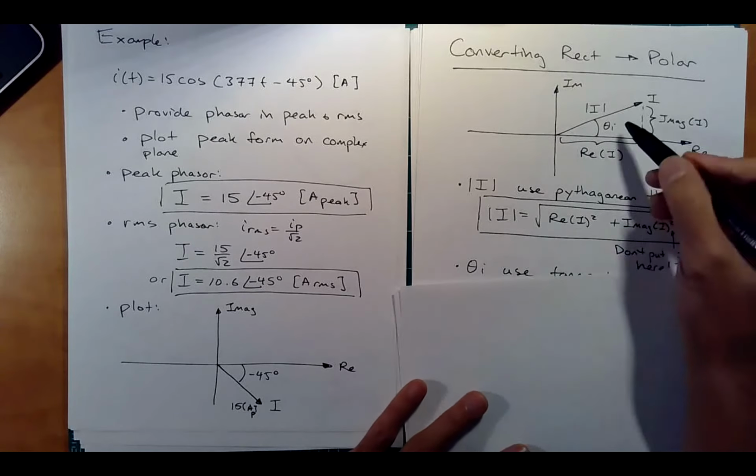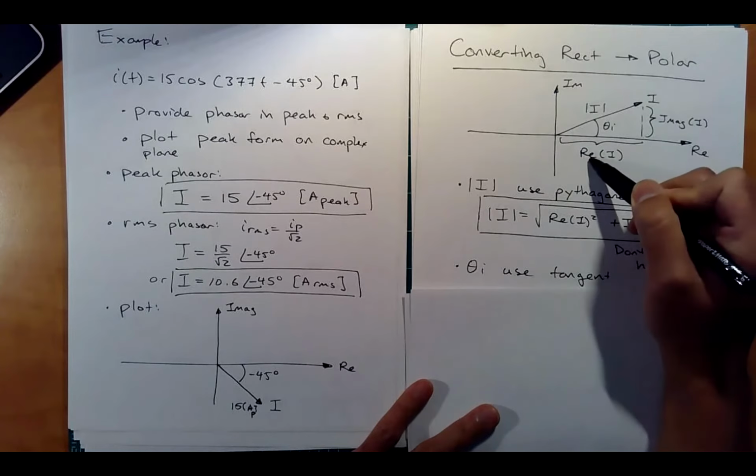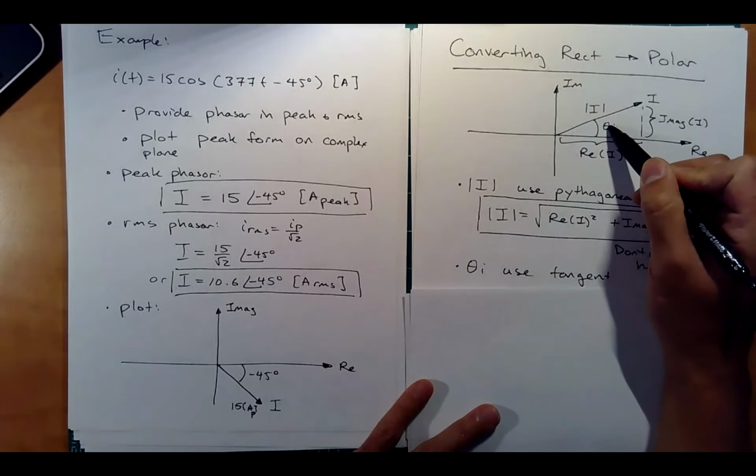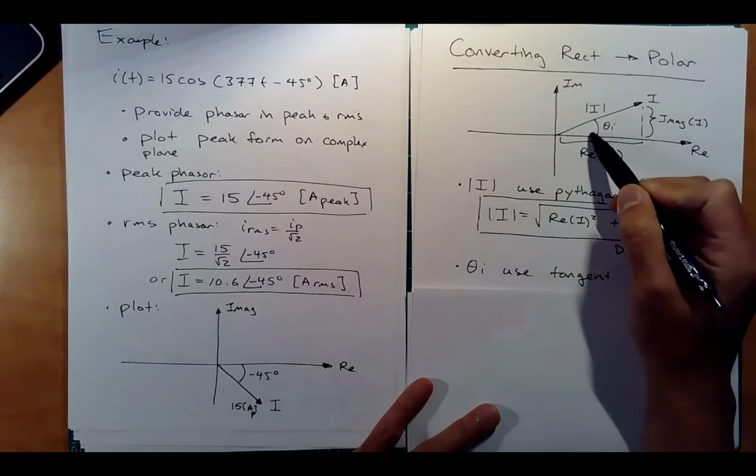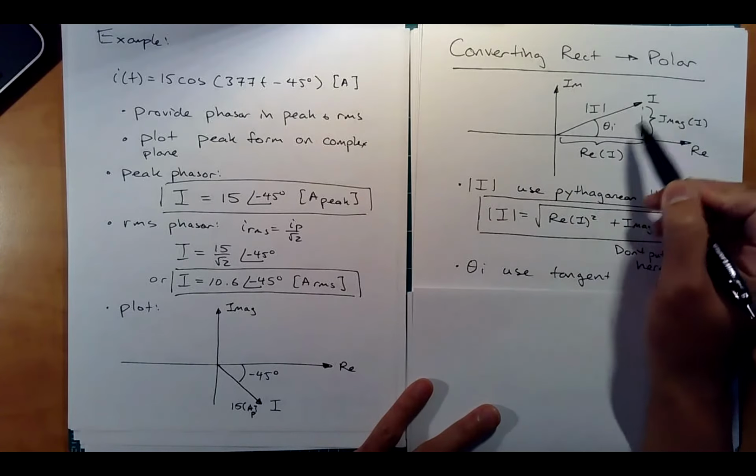Now what if you know these two, imaginary and real, and you want to find the angle? Well, how could you find it? You can use tangent. Tangent of this angle equals the opposite over adjacent.